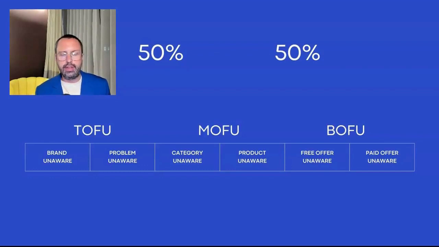Now, I like to break this down further, and I have the top of the funnel, the middle of the funnel, and the bottom of the funnel. And then if you want to get even more granular, these are the stages of awareness that I want to appeal to at each stage of the funnel. So at the very top, we have brand unaware people that aren't familiar with your logo, they're not familiar with your brand name. So what you should be doing is you should be taking a percentage of your budget and allocating it purely towards brand awareness.